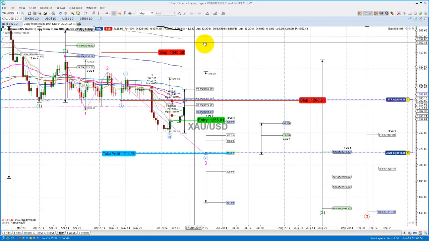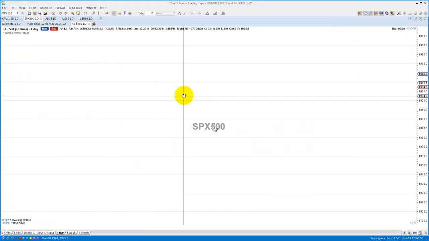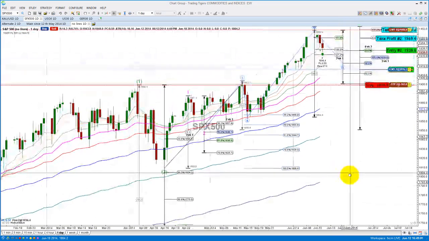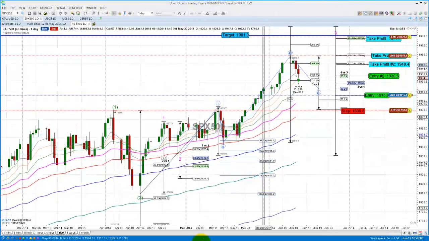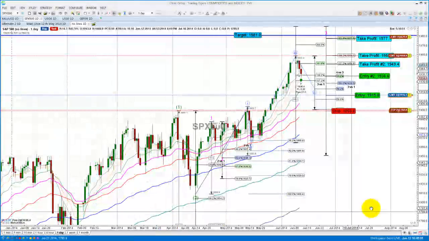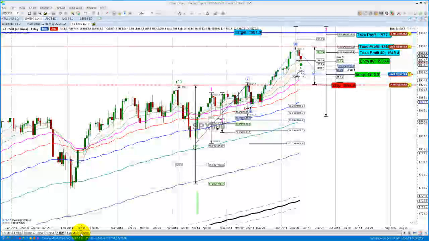Okay, fine. So that is gold. Let's now move to the SPX500, following the S&P 500. Once again, these are all CFDs, I must say. Okay, quite interesting as we can notice. Let's give you the wave count so you can follow where we are.